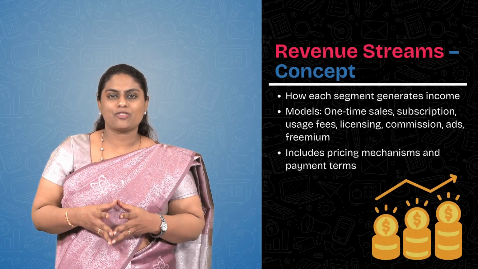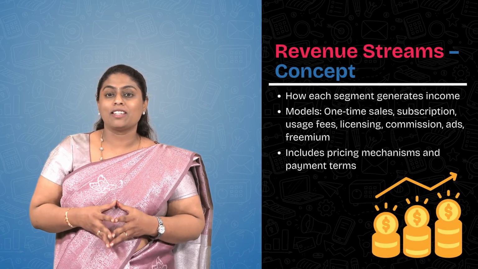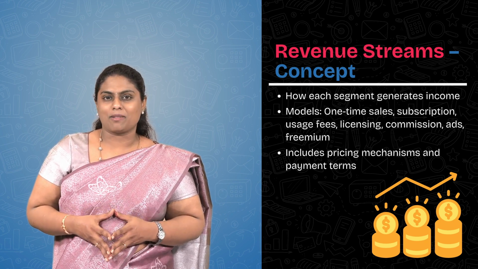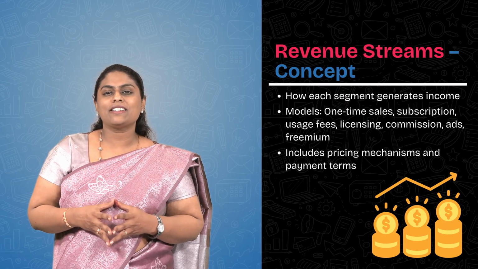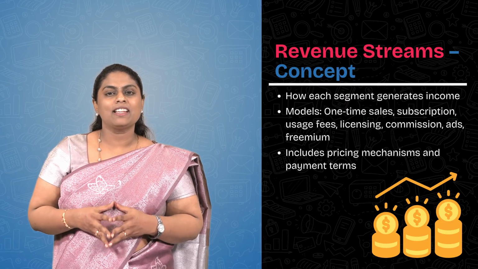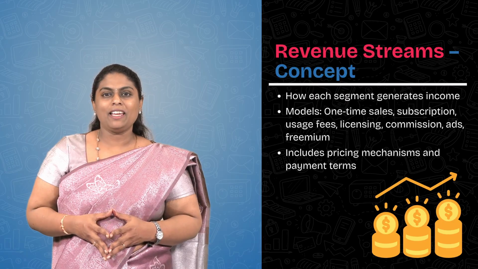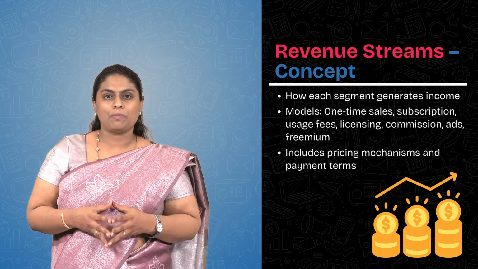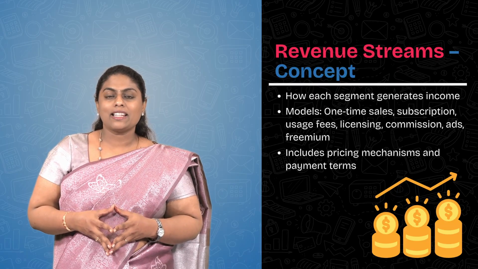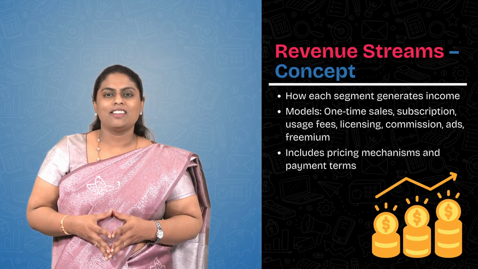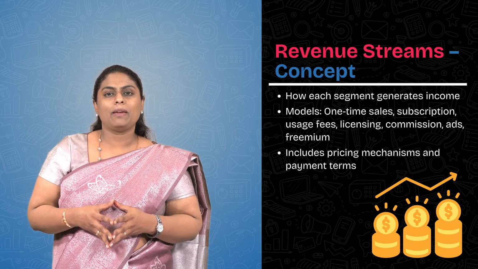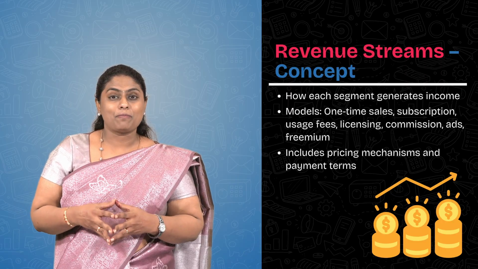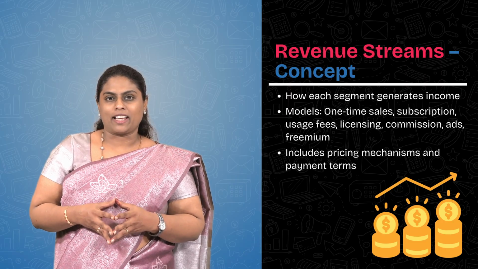Next is revenue streams. Revenue streams describe how a company generates income from each customer segment, including the pricing mechanism and payment models it adopts. Typical patterns include one time sales, subscription, usage based fees, licensing, brokerage, commissions, advertising, and freemium models, where a core service is free but premium features are monetized.